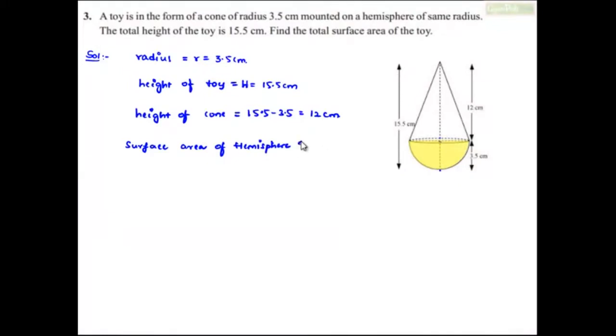Let it be represented by S1, which is equal to 2 pi R square, that is equal to 2 times 22 by 7 times R square, here 3.5 into 3.5. So 3.5 goes in 7 2 times, and 2 goes into 22 11 times, which is equal to 22 times 3.5 is 77 centimeters square. Therefore we got the surface area of the hemisphere as 77 centimeters square.